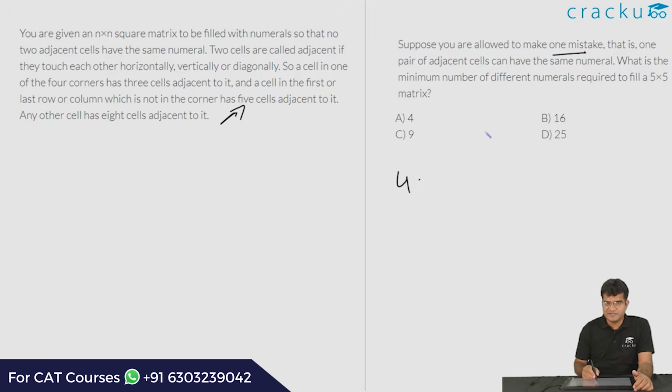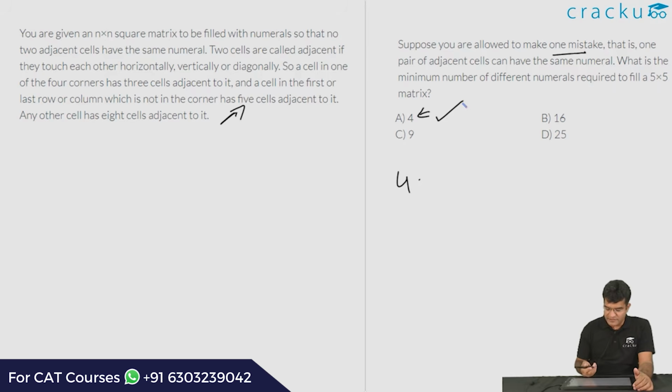Now if you look at the options, you will see that the smallest number is 4. And the way the question is phrased, you know that the answer has to be either 4 or less than 4. Because 4 is the smallest number here, you can automatically tick it. Now this is the fastest way of solving it.